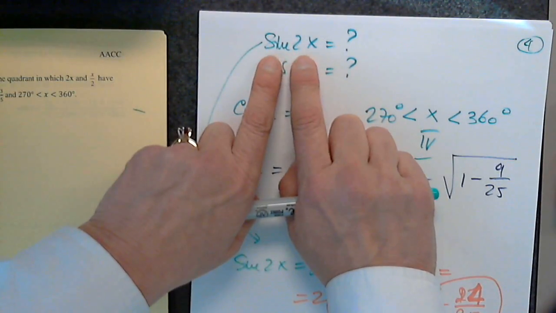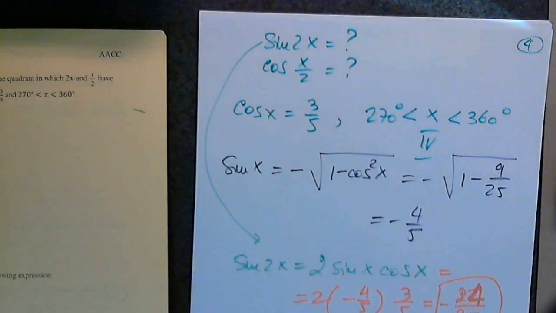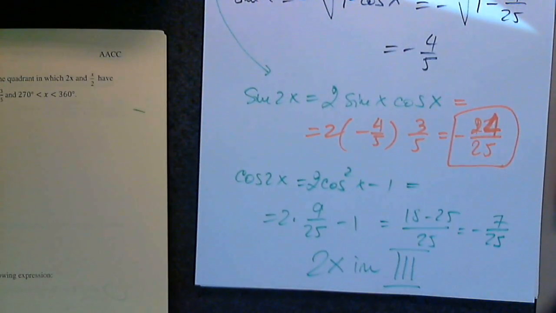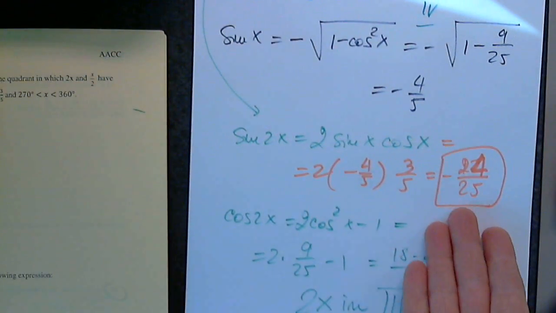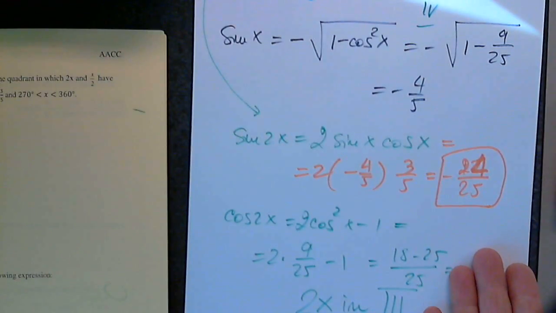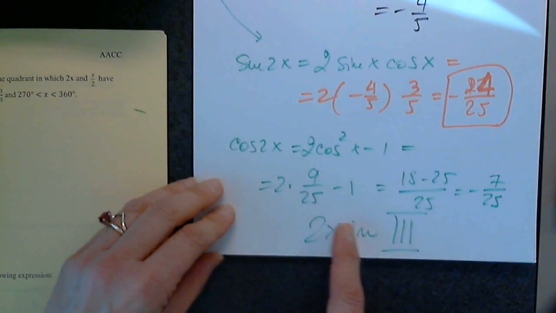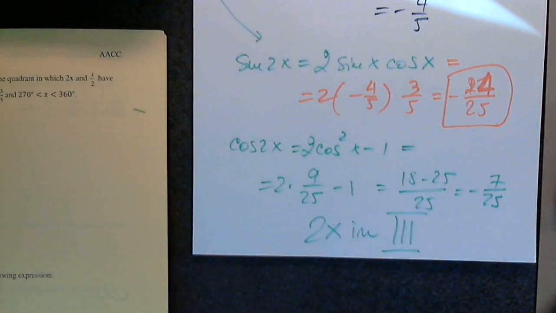We were asked to find sine twice x. We were not asked to find cosine twice x. But without finding cosine twice x, I will not be able to establish the quadrant. I can say it's definitely 3 or 4, but which one, I don't know. Once I find that cosine twice x is negative, then I know for sure it must be in the third quadrant for twice x.